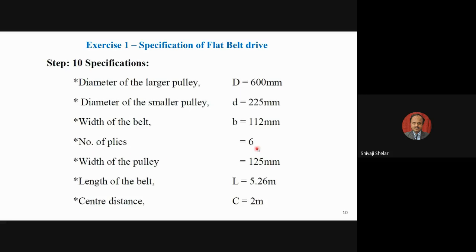Number of plies selected are 6. Width of the pulley here is 125 mm. This pulley width depends upon the belt width here. So pulley width has to be greater than belt width. Length of the belt, here you have to write the final length of the belt, not the theoretical. So final length considering the initial tension. So we require the length of the belt equal to 5260 mm. And the center distance between two shafts that needs to be maintained is 2 meters here. So this is the specification of your drive.